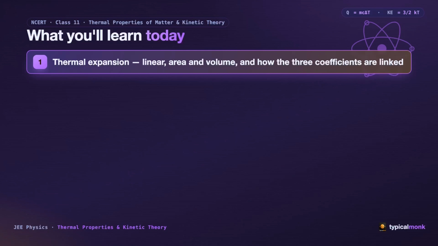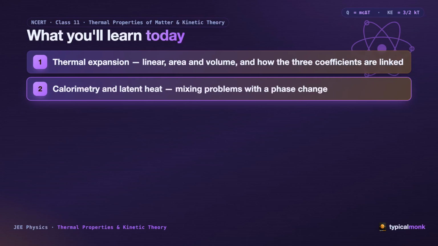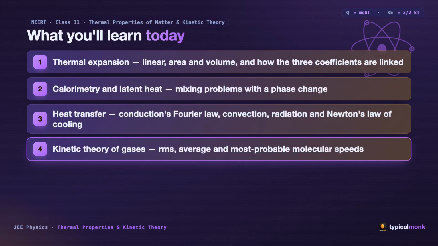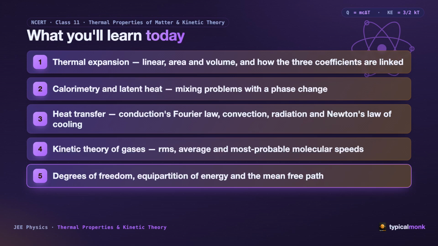So what will you carry home from today's class? First, thermal expansion, linear, area, and volume, and how the three coefficients are linked to one another. Second, calorimetry and latent heat, mixing problems that include a phase change. Third, heat transfer, conduction's Fourier law, convection, radiation, and Newton's law of cooling. Fourth, the kinetic theory of gases, RMS, average and most probable molecular speeds. And fifth, degrees of freedom, the equipartition of energy, and the mean free path. Ready? One idea at a time.